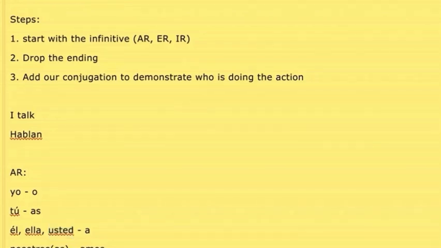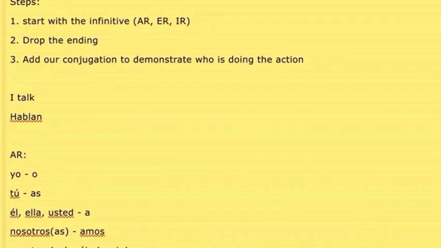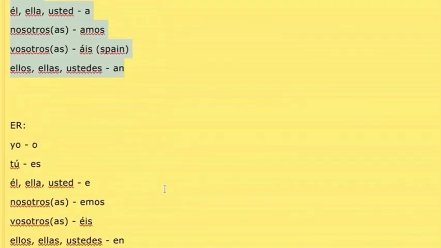Now, one more thing to note is the fact that this is just the AR chart. So you can see that when it's just the AR chart, these will only function for AR infinitives. If we go down here, you can see that ERs are going to have a completely different chart. So for example, if I were to take the word, let's say correr, to run, if I want to say you run, it wouldn't be corras, it would be corres.